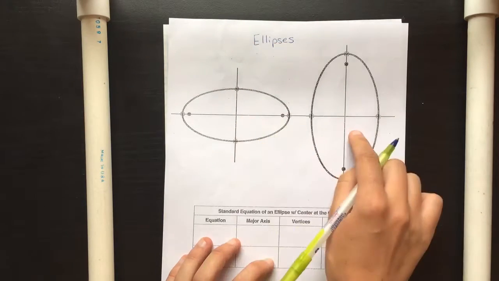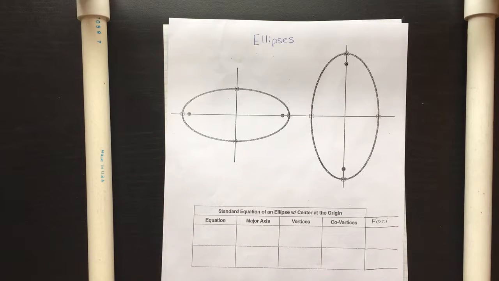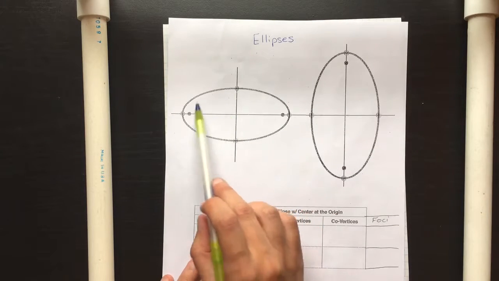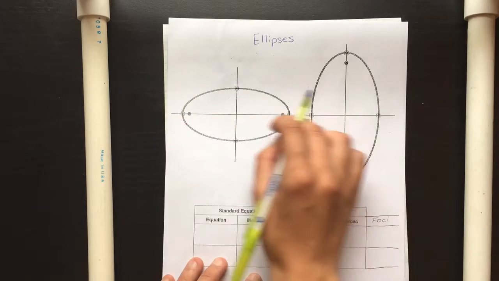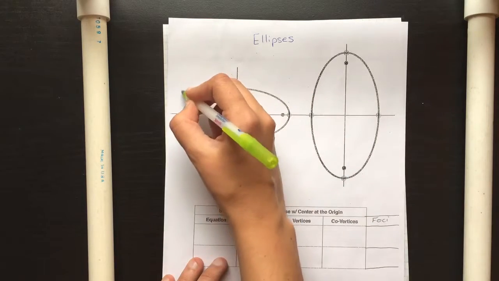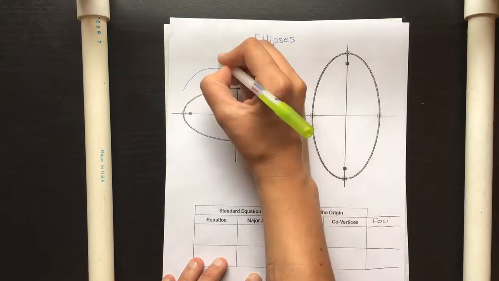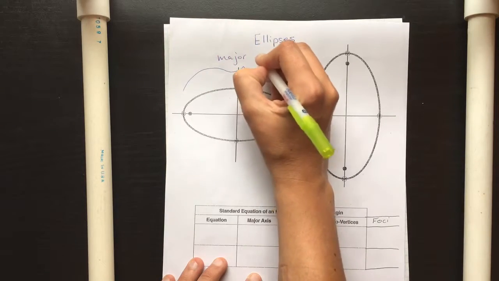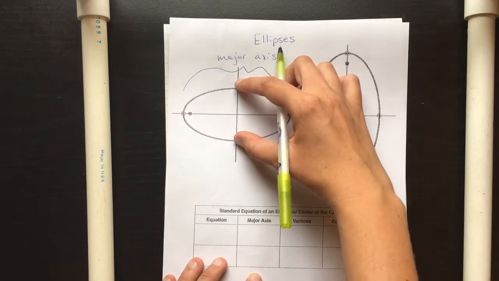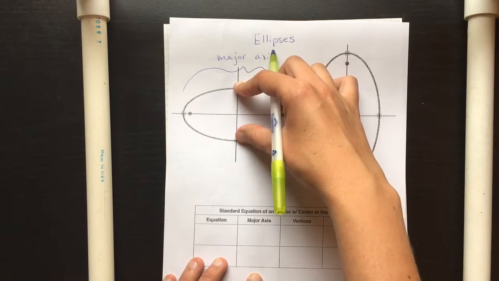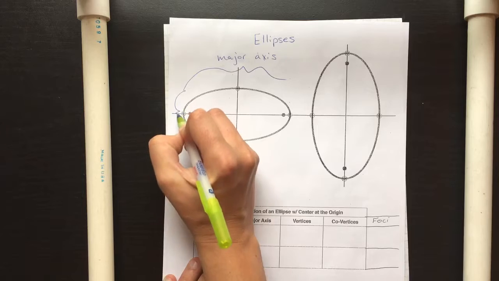So these are ellipses, they're kind of oval shaped. The ellipse on the left has the major axis going this way. Label this as our major axis. That's where the ellipse is longer. And the skinnier part of the ellipse is the minor axis.